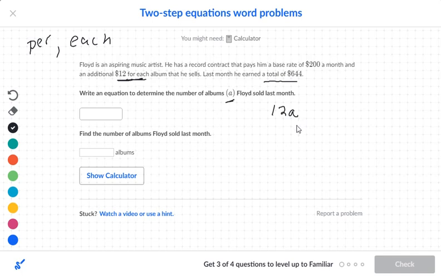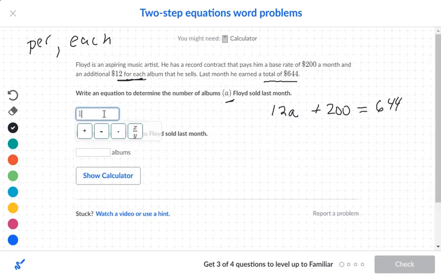Now, as for the base rate, he gets $200 a month. So it doesn't matter how many albums he sells. That's just the plus 200 he gets. So he gets $200 a month. And then the total, we already mentioned at the beginning, the total is 644. So that should be my equation.